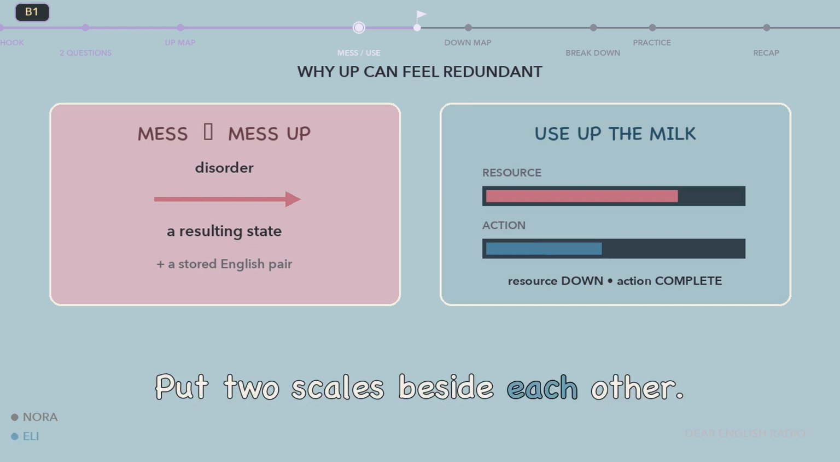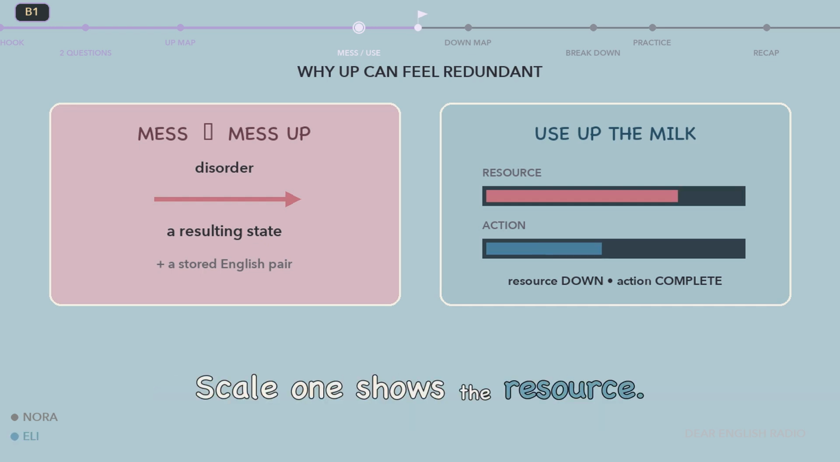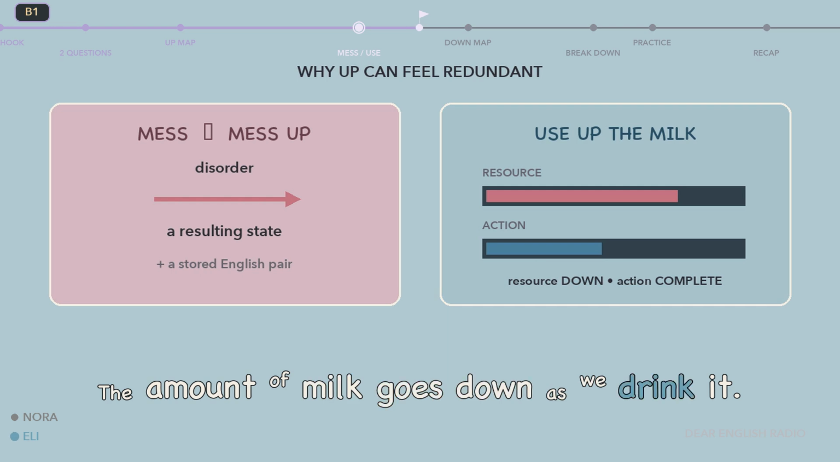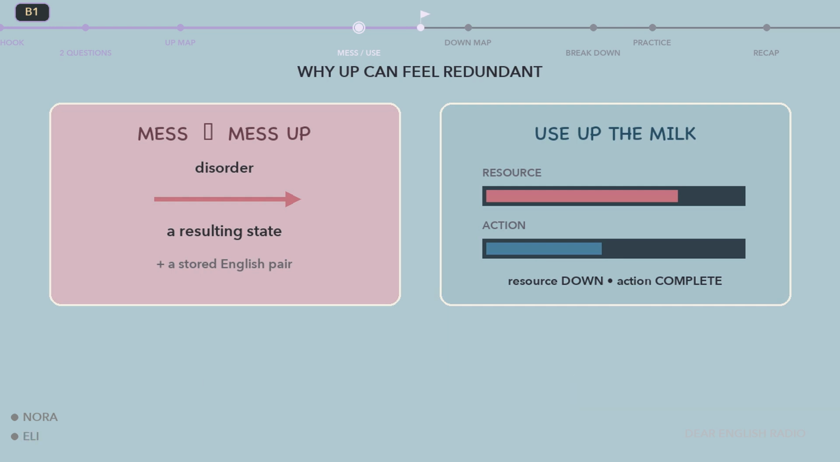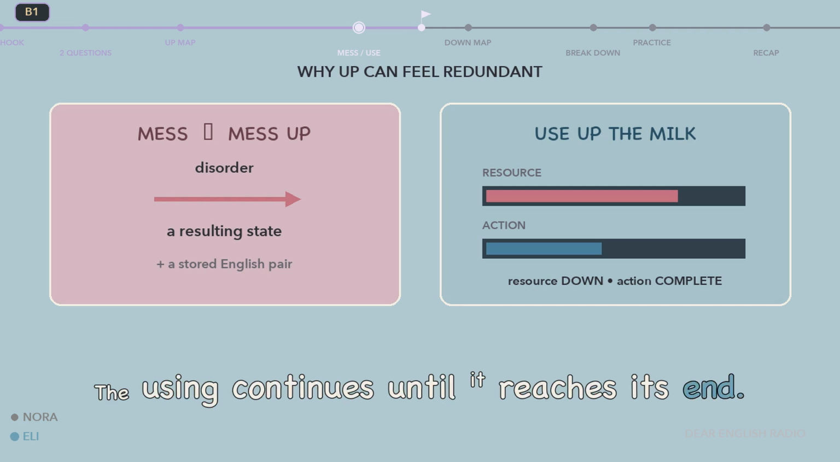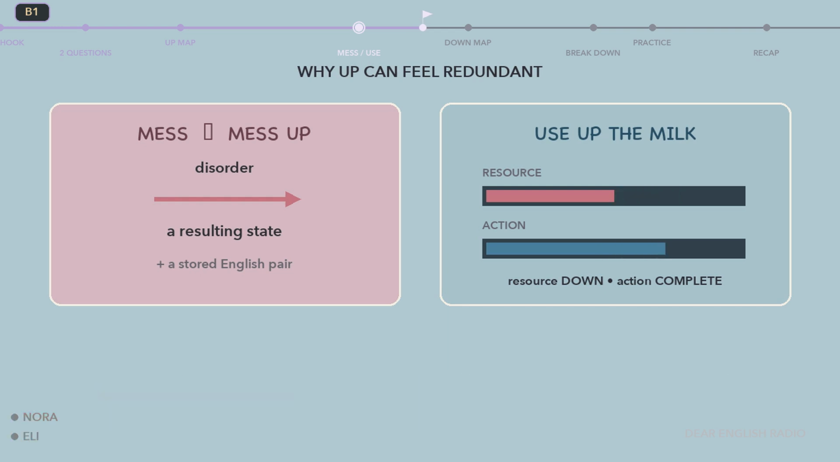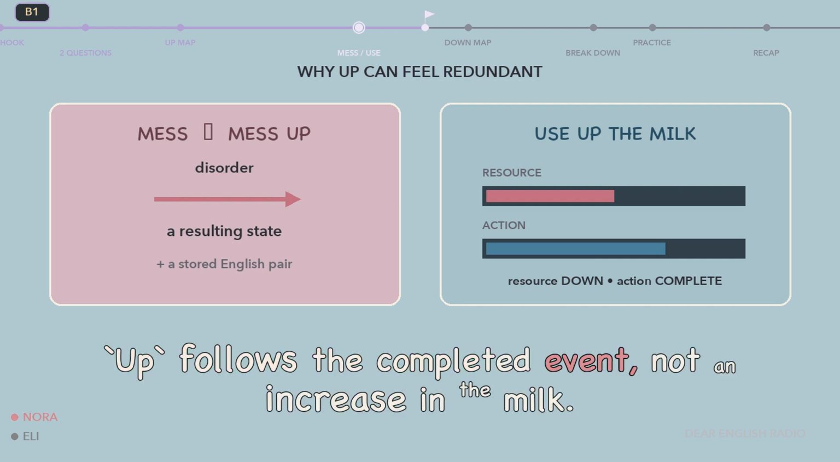Put 2 scales beside each other. Scale 1 shows the resource. The amount of milk goes down as we drink it. Scale 2 shows the action. The using continues until it reaches its end. Resource down, action complete. Up follows the completed event, not an increase in the milk.